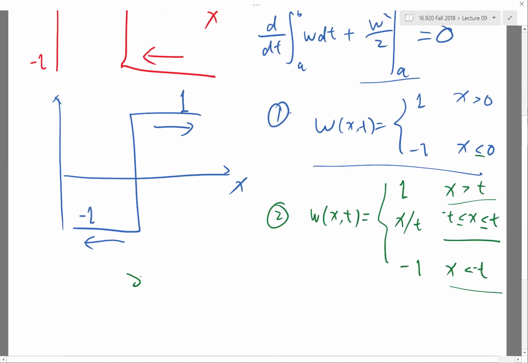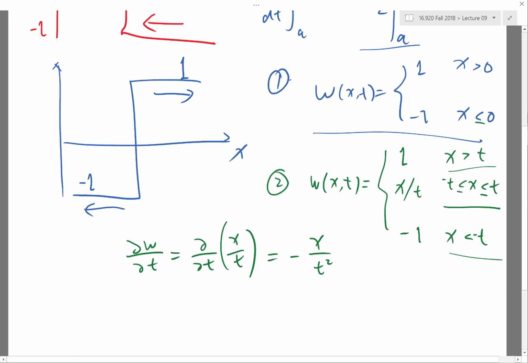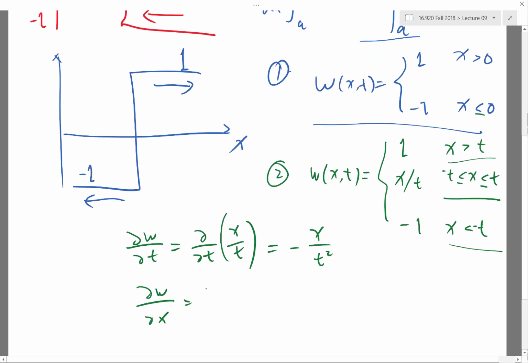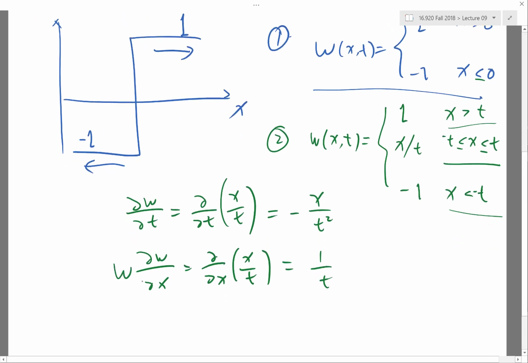So in this region, let's say dw/dt would be equal to d/dt of x over t, right? Which is minus x over t squared. Agree? Okay. dw/dx would be d/dx of x over t, which is 1 over t. All right. So w times dw/dx is equal to w times this, and w is actually x over t, so it's x over t. If you add them together, right, it's equal to 0. So the equation is satisfied.